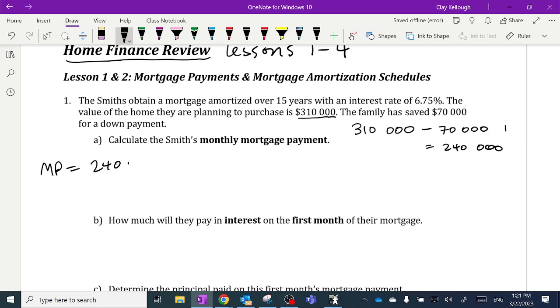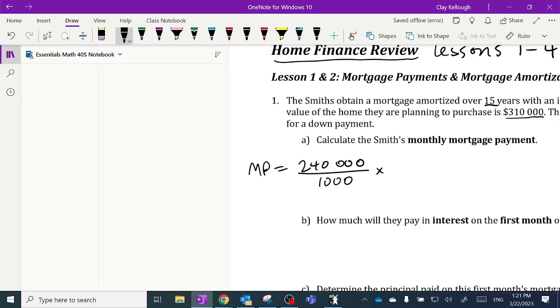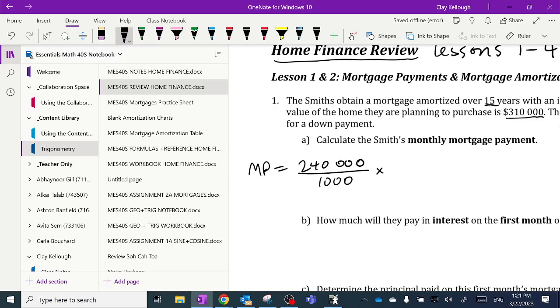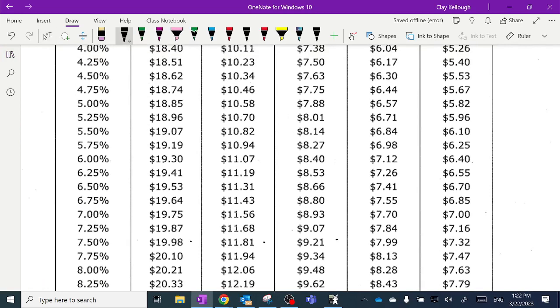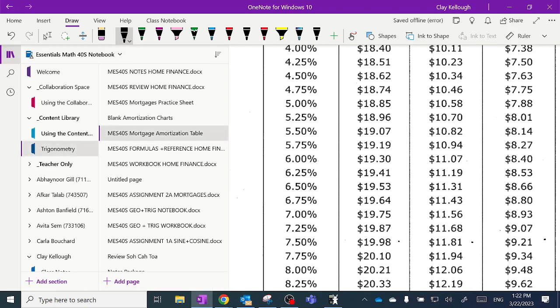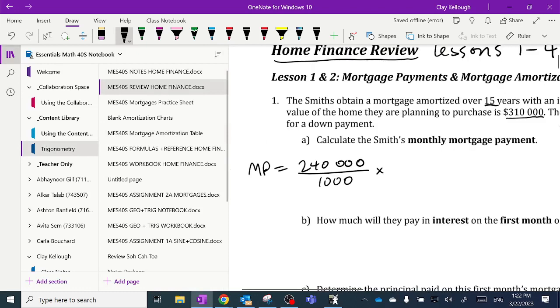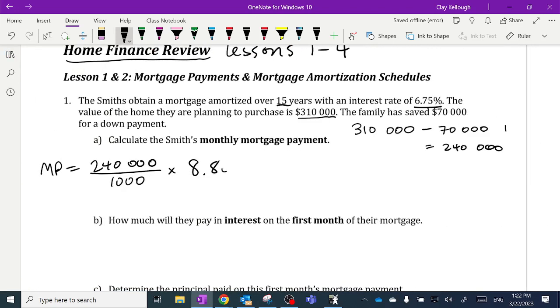So $240,000, and the formula is divide by 1,000 and times by my table value. So I got to go look that up. 6.75 for 15 years on this chart. Where is that amortization table? There it is. So 6.75 is down here, 6.75 for 5, 10, 15 years. That's the number I want, 8.8. So go back to here, and that's the number I need, 8.8.